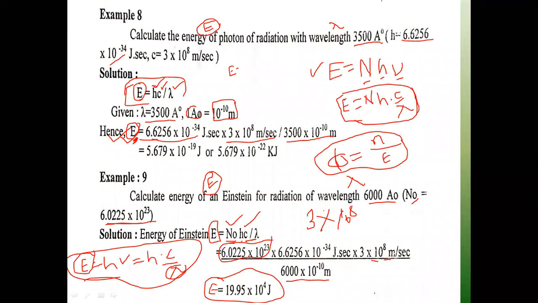One is based on Lambert-Beer's law. On the basis of Lambert and Beer's law, the absorbance is directly proportional to the molar extinction coefficient, concentration C, and path length X. This is the Lambert-Beer's law.